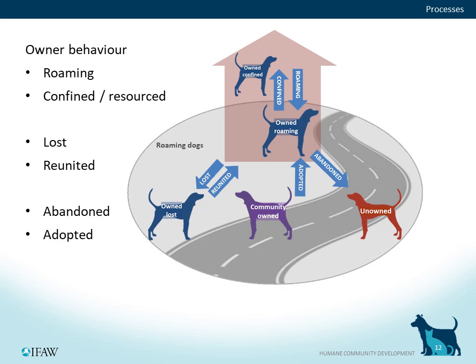First of all, we have these processes related to owner behaviour. So up here we have the process of roaming and confinement. And confinement may mean not just physical confinement, but ensuring that the dog has sufficient resources within the household so they have no need to roam in order to access additional resources. We have a process down here of dogs becoming lost and hopefully then reunited, although potentially not. And then we have a couple of processes here. First of all, abandonment of owned dogs into the unowned population. And then this process of adoption, where people are adopting dogs into the household directly from the streets.